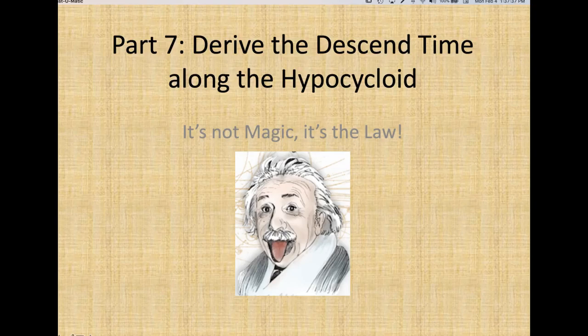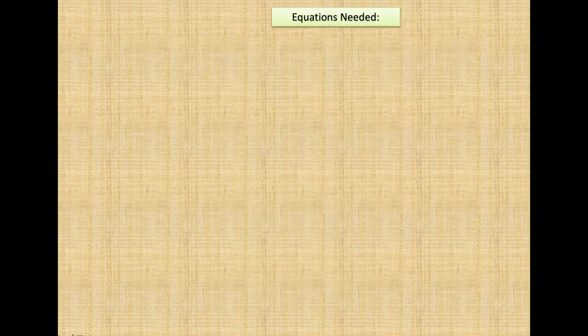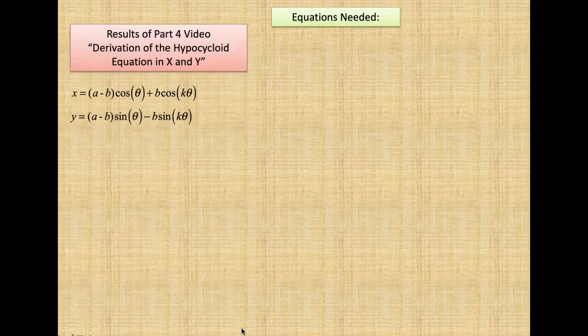Okay, welcome to part seven. We're going to derive the descent time along a hypocycloid. Well, before we do that, we need some equations. We need the results of the part four video, derivation of the hypocycloid equations in x and y. This is x and this is y below.